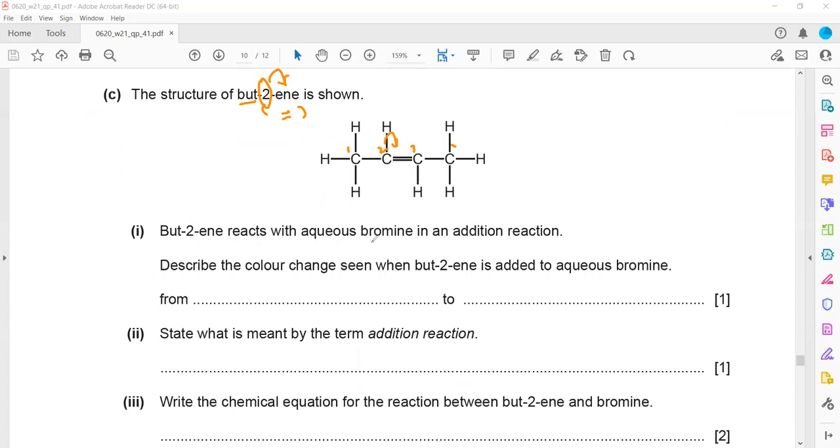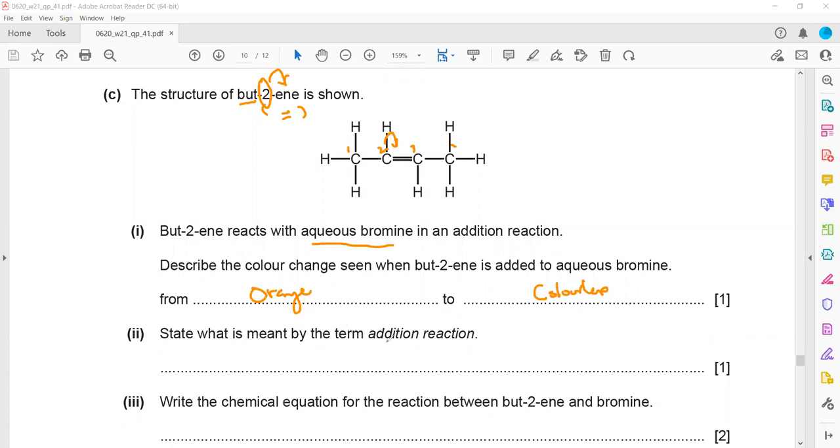So butene reacts with aqueous bromine. This is also a test to identify an alkene. When we add aqueous bromine, originally it is orange in color. But when it reacts with alkene, it will turn colorless. So remember, any alkene, even butene, pentene, hexene, when reacted with aqueous bromine, will always decolorize or remove the color of the bromine.